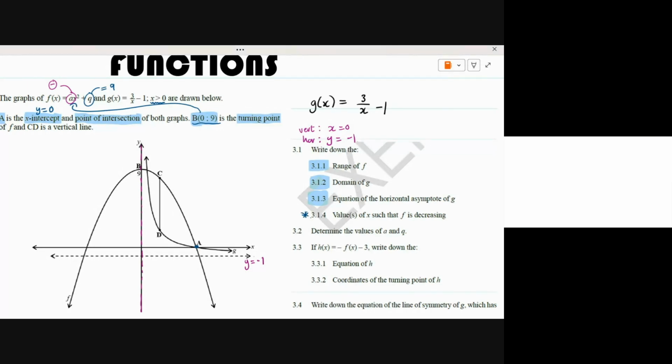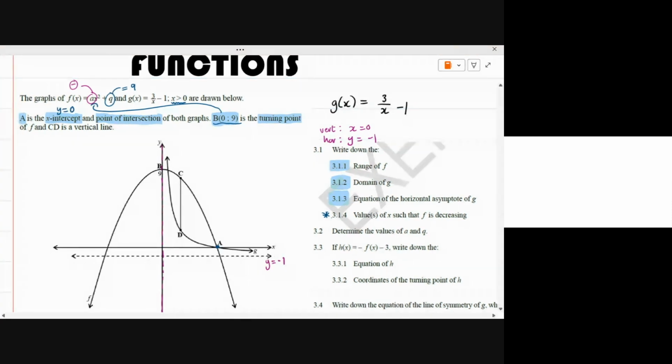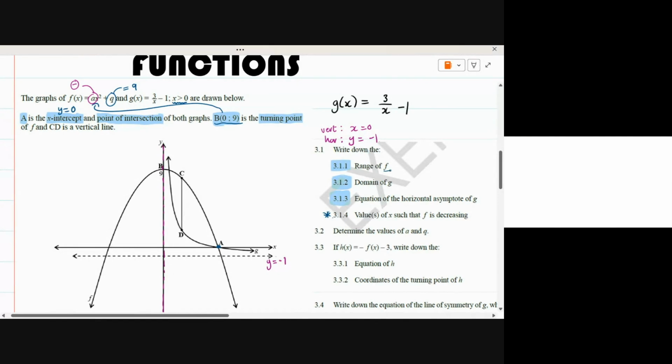Give me a thumbs up. Are we able to answer 3.1.1, 3.1.2 and 3.1.3 on our own? Can I give you some time to look at those? Remember, when they say the range of f, they're talking about the function of the graph f, so f(x), which is our parabola. And when they say g, they mean g(x), which is our hyperbola. I'm going to give you 3 minutes. This is very, very easy. Pop an emoji on the screen when you're ready.